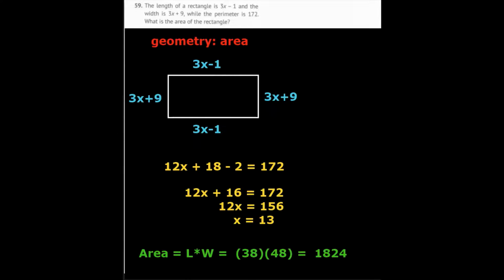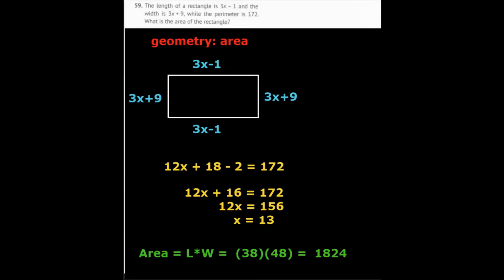Question 59. The length of a rectangle is 3x minus 1, and the width is 3x plus 9, while the perimeter is 172. What is the area of the rectangle? Well, this is a geometry problem for area. We quickly sketch the rectangle with length 3x minus 1 on top and bottom, and width 3x plus 9 on left and right side. We can write the equation, the entire four sides or perimeter, 12x plus 18 minus 2 equals 172 total.